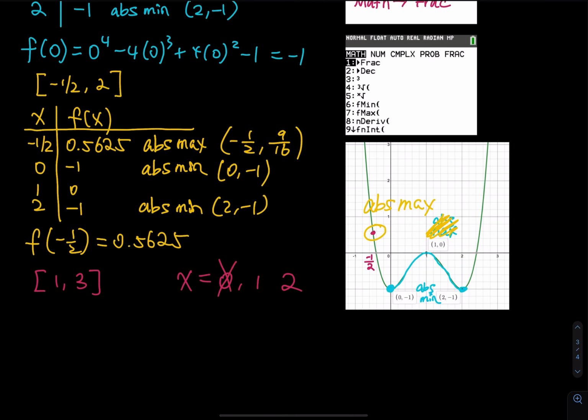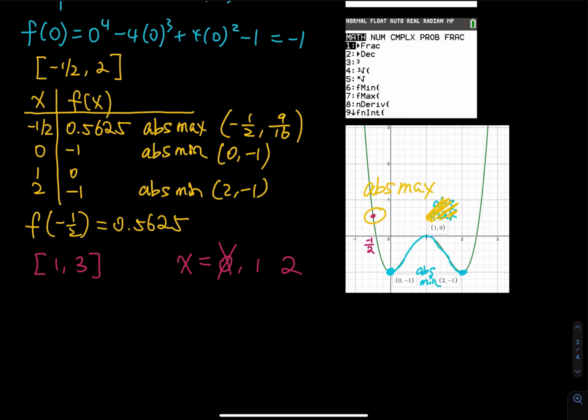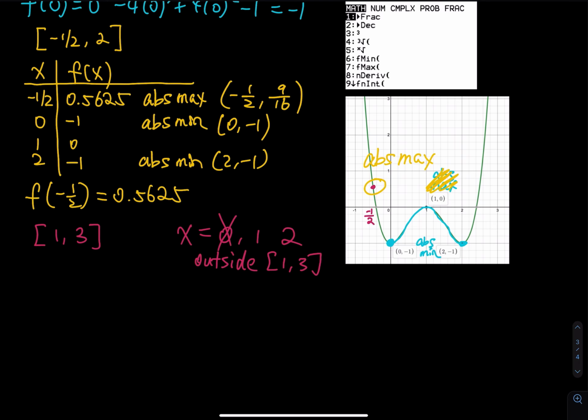The answer is 0, right? Because 0 is outside the interval. So this is outside 1 to 3, right? So we can just ignore the 0. Forget it. I only need from 1 to 3. I don't really care about 0. And then you have x, and then you have your f of x.